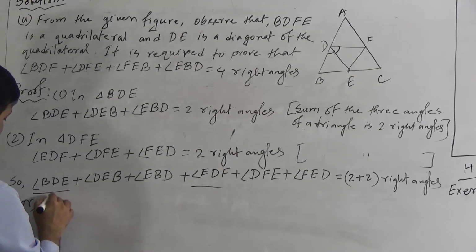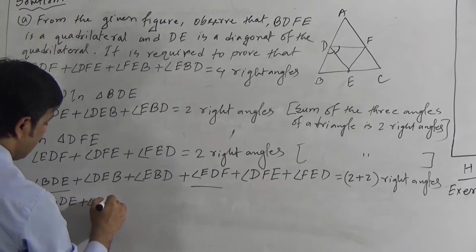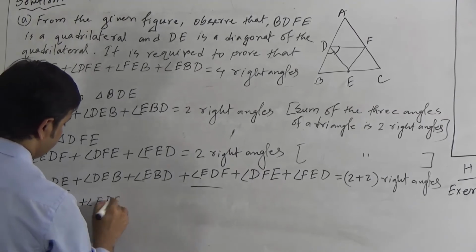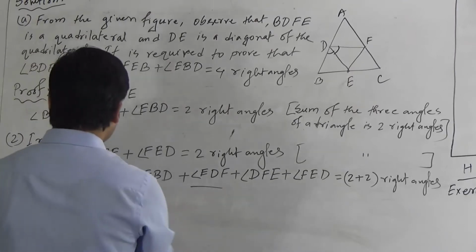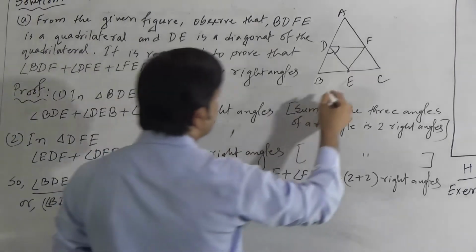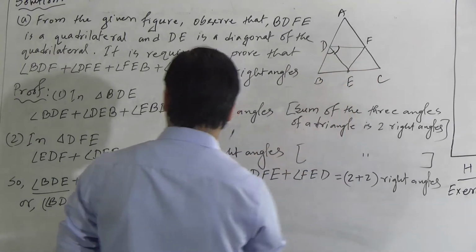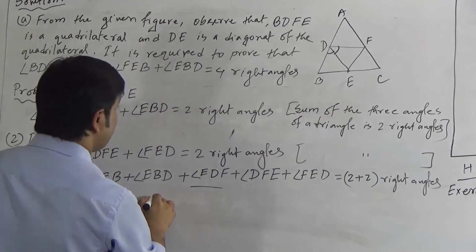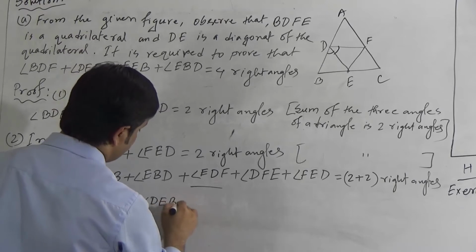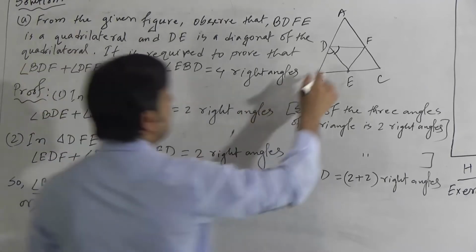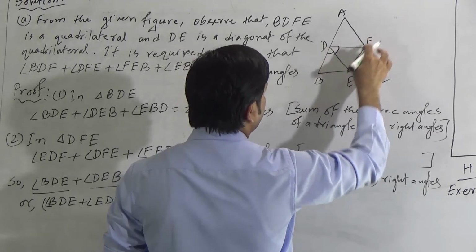Angle BDE plus angle EDF plus angle DEB. Now what is DEB? So we can write here angle DEB plus what we need here? DEB. So we need FED.